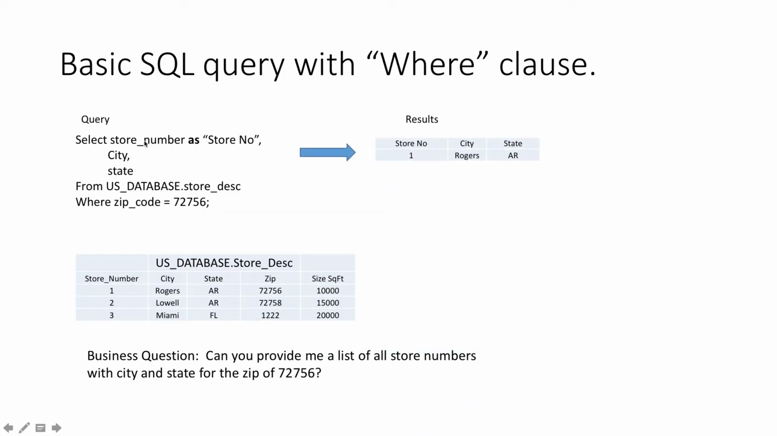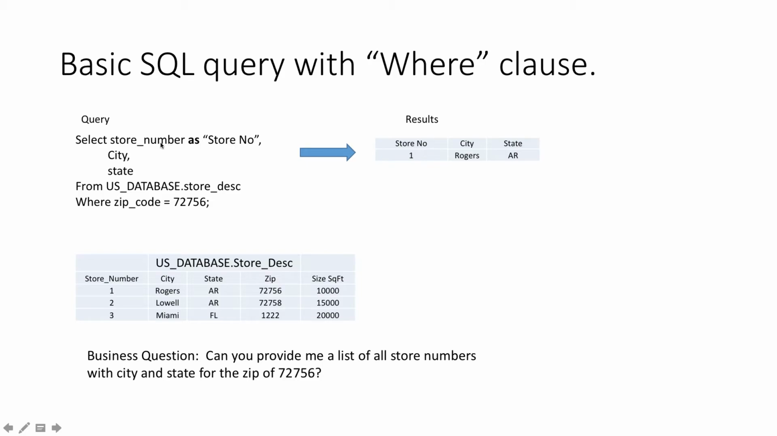If you see the results, they're in the same order as what we have in the select list. Store number, city, and state. So basically what the application did was it evaluated our query, it found out what rows met this condition and returned the selected columns for those rows. So it went down and said, oh, let's find all stores that have a zip code of 72756. I know I need to return these columns, and it returned it to us in this format.